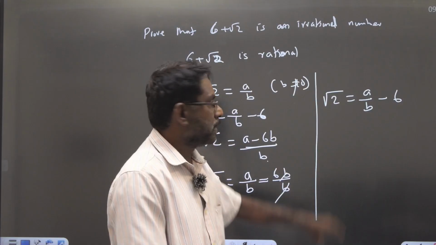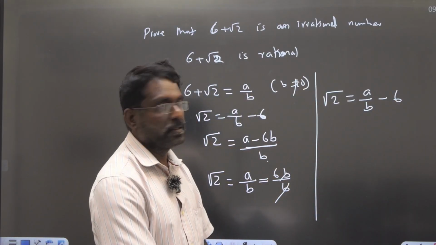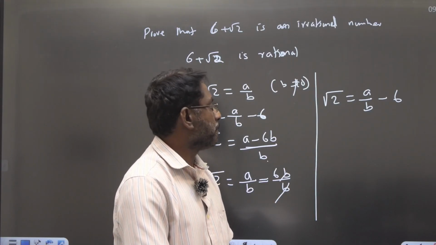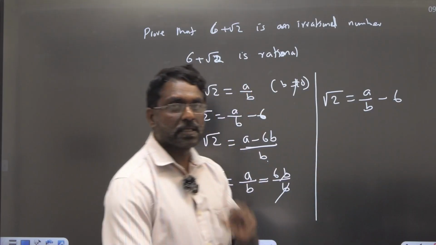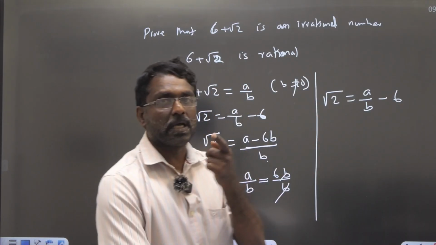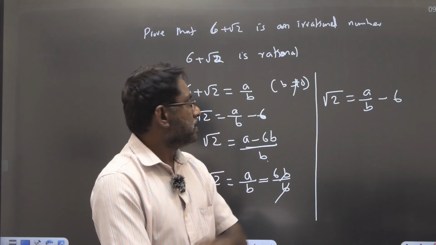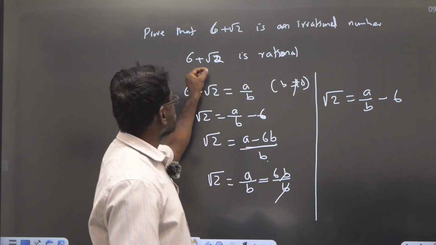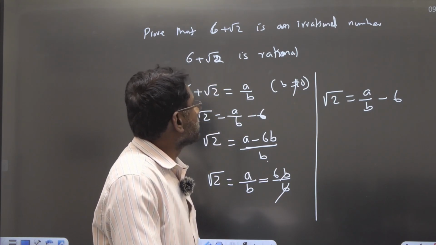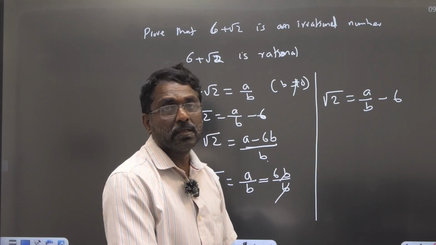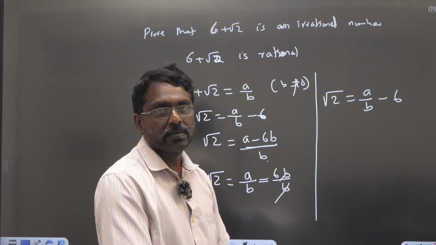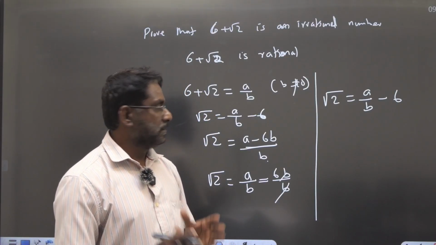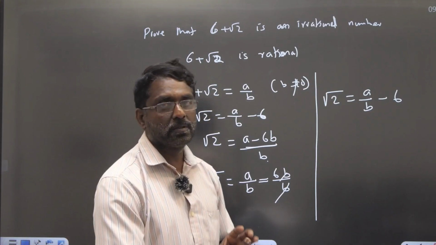Root 2 is irrational. a by b minus 6 is rational. So this equation contradicts our assumption, because a by b minus 6 is rational, but root 2 is an irrational number. That is not possible. So it is very clear that 6 plus root 2 is an irrational number. Clear, my students?